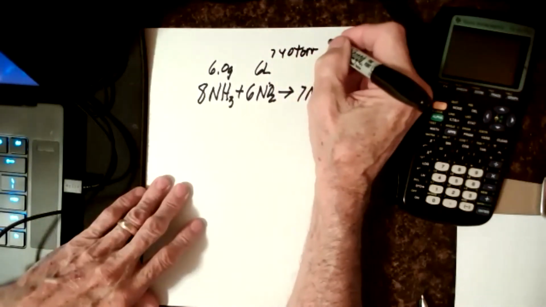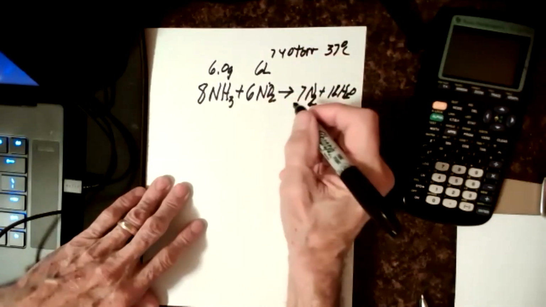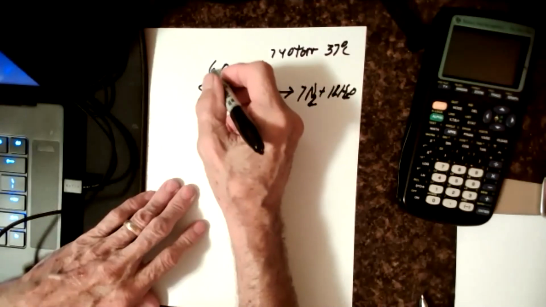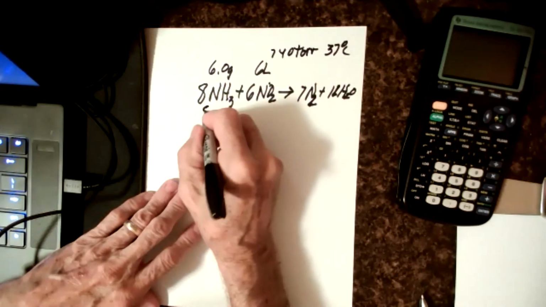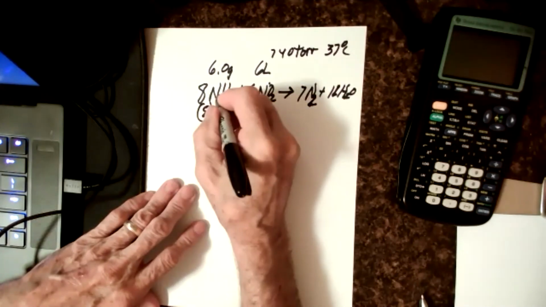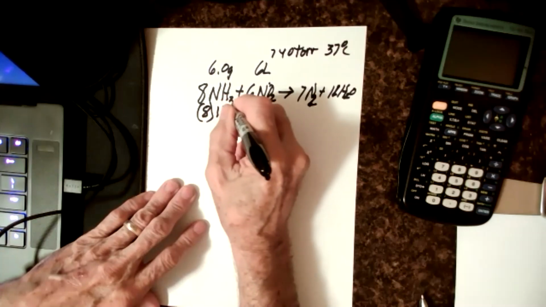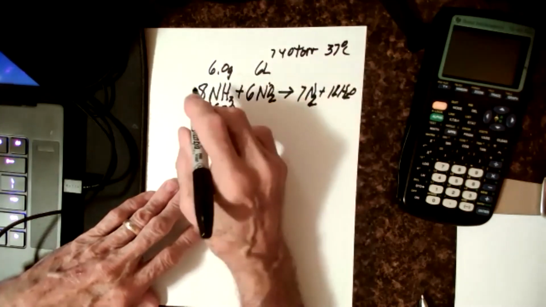Pressure is 740, temperature is 37 degrees Celsius. Now, it would be tempting to say, okay, my rebalancing factor here is 6, and this is in grams, so it's 8 moles. Molecular weight of ammonia is about 17, 14 plus 3 hydrogens. So that would be a rebalancing factor on that one.